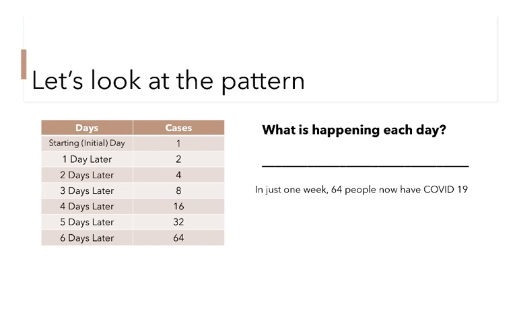So let's look at this pattern. What is happening each day? So every day, what is the pattern of COVID-19 spreading in Houston? And the answer is that each day, my numbers are doubling. So every single day it's doubling.